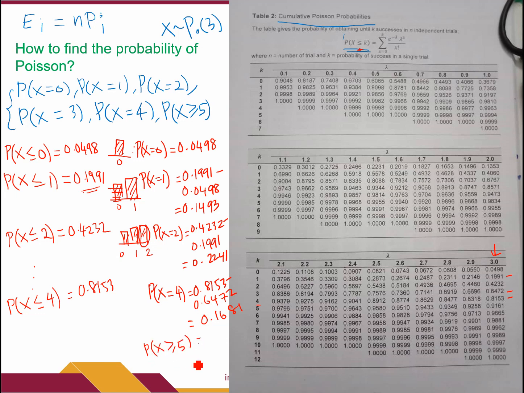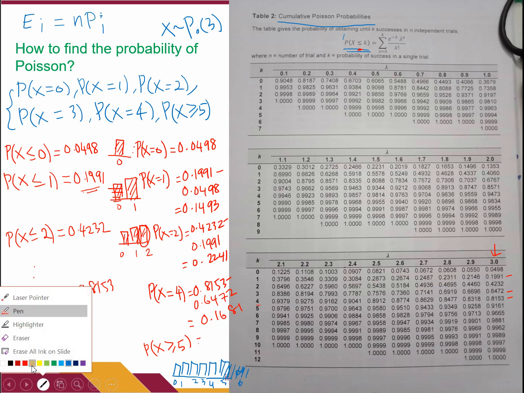So how to find the probability of P(X ≥ 5)? Okay, so if we draw the graph, we have 0, 1, 2, 3, 4, 5, and infinity. We only want the probability of X more than or equal to 5 only. So we want this probability only.